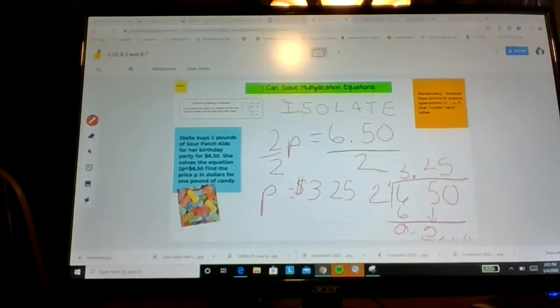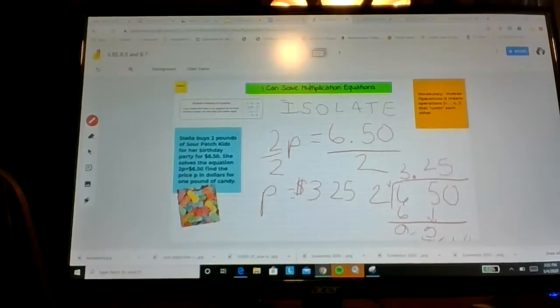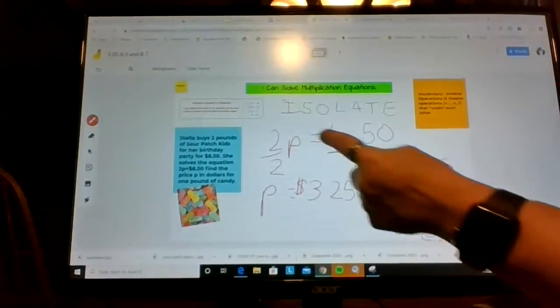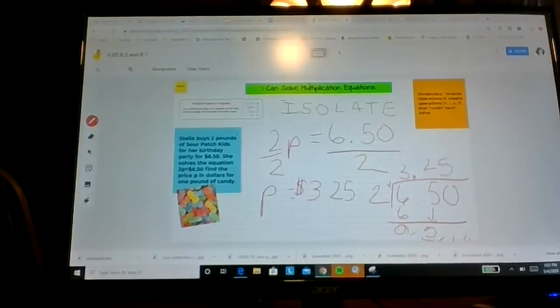All right. Just to remind you what we did today, we solved multiplication equations. We used the division property of equality to isolate our variable so that we could solve for the variable.